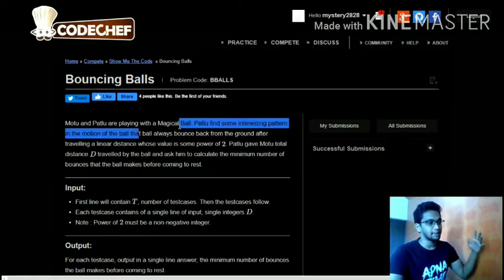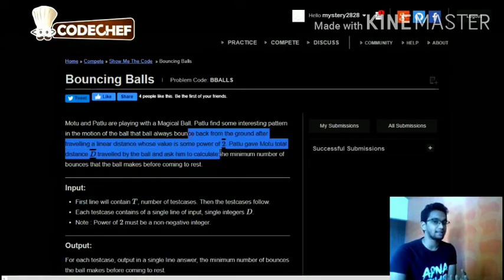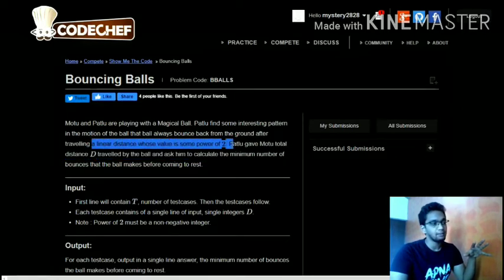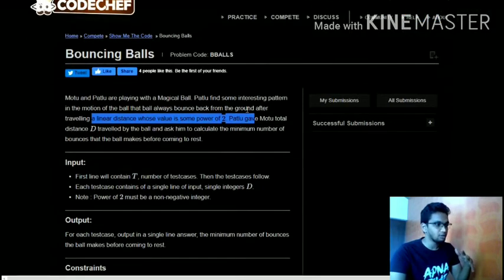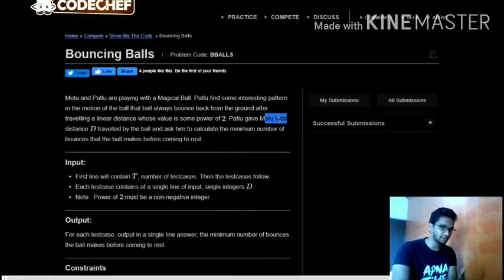There are two persons named Motu and Patlu. They are playing with a magic ball, and Patlu finds some pattern in bouncing the ball. So what's the pattern? For covering a linear distance whose value is some power of 2, at each bounce the ball will cover a linear distance which is some power of 2, before coming to rest. Now Patlu gave Motu a total distance d traveled by the ball and asked him to calculate the minimum number of bounces the ball took before coming to rest. So what's the question?